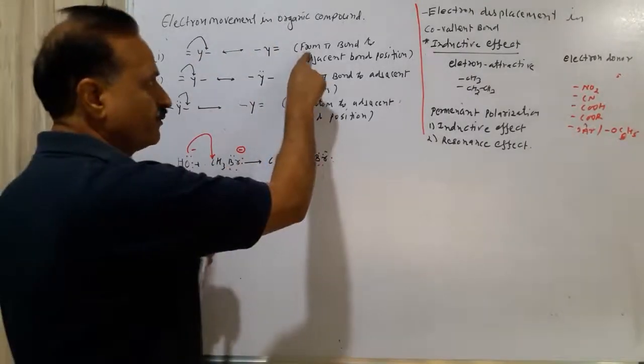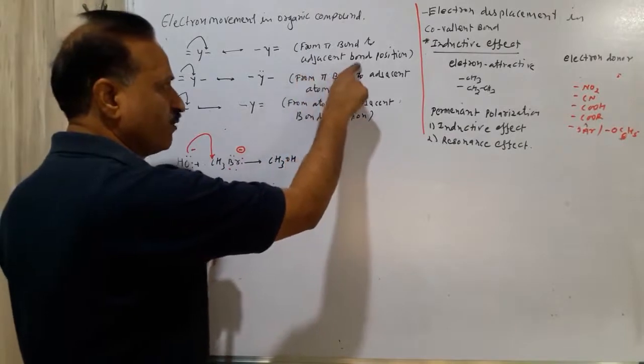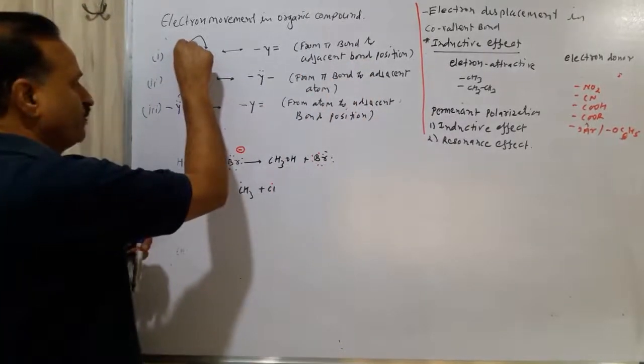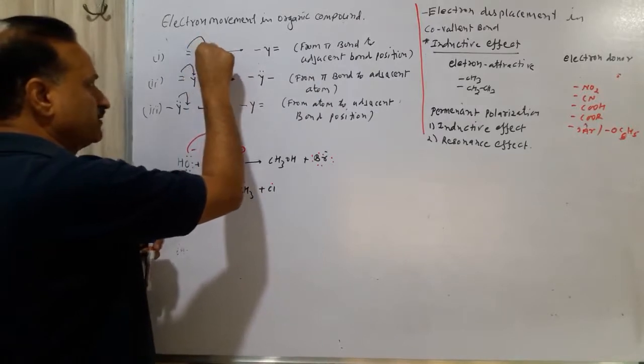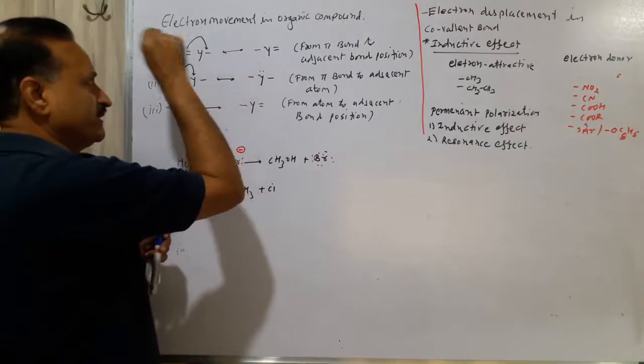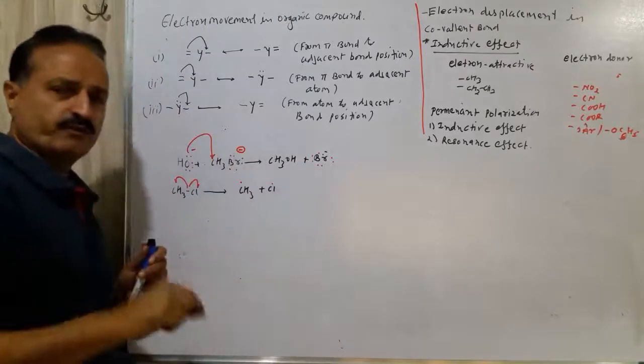This is said to be from pi bond to adjacent bond position. This is the pi bond and this is the adjacent bond position. So pi bond to adjacent bond position. This is the movement of electron.